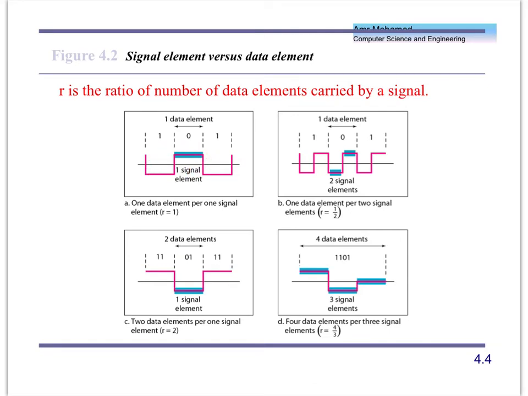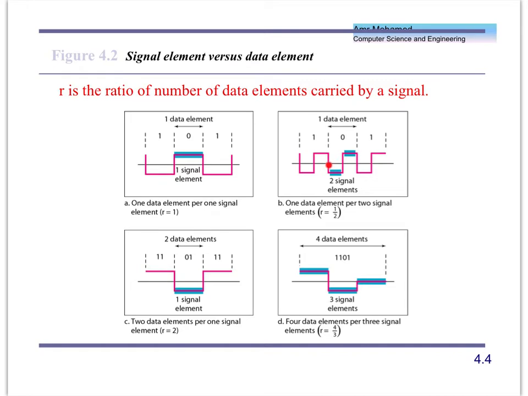So here, for example, we have the simplest form, which is the non-return to zero polar, as we will talk about in a minute. So here we have one data element represented by one signal element. Okay, so in that case, we have the R ratio. The R ratio is the ratio between the data elements to the signal elements. So the number of data elements that can be represented by a signal element is 1 to 1, which means that R is 1.